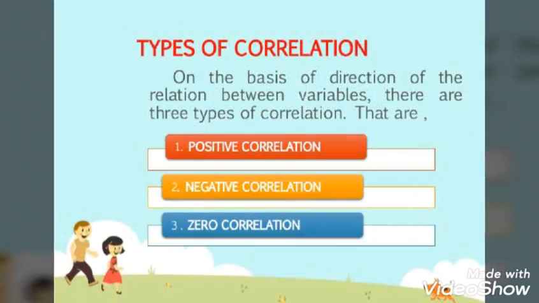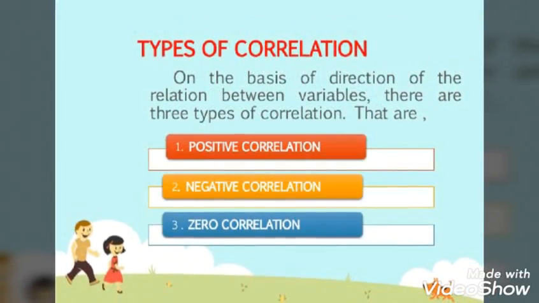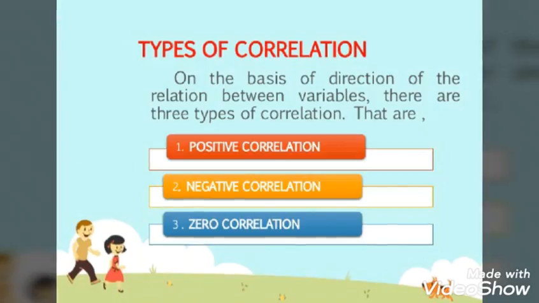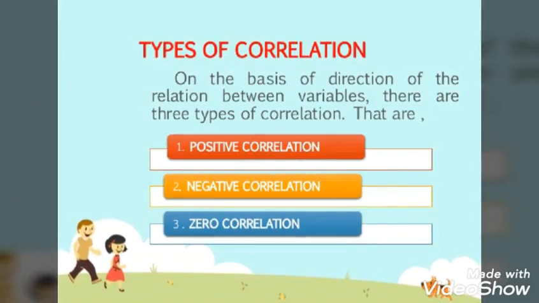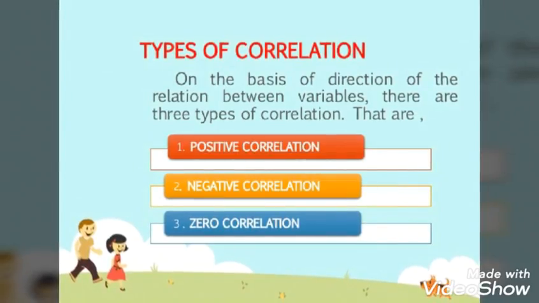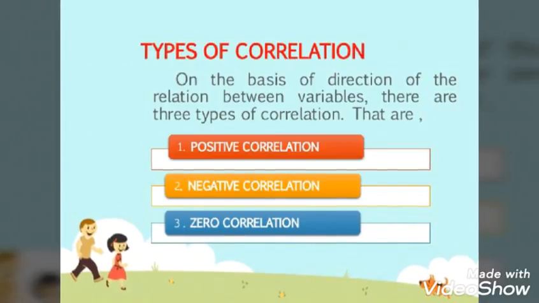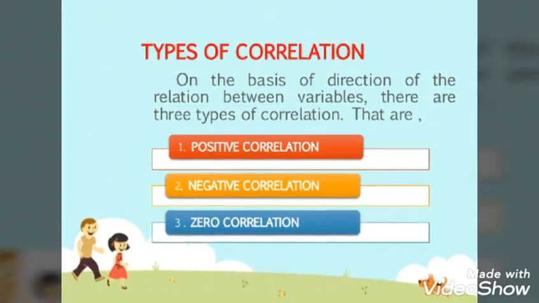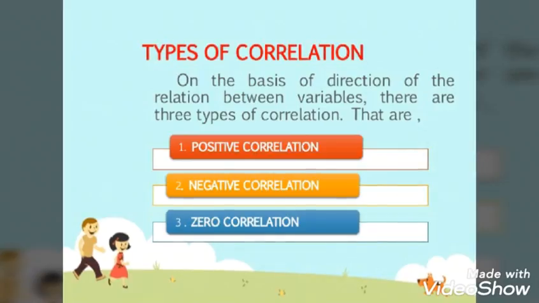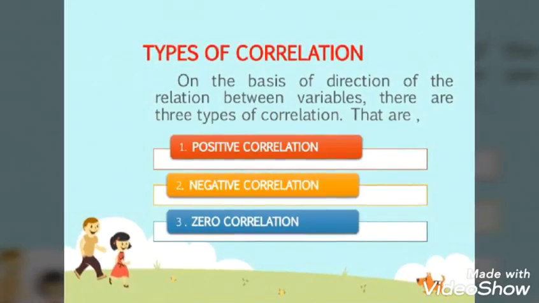Then see the types. There are mainly three types: positive correlation, negative correlation, and zero correlation. Positive correlation is when you are getting any increased value. Negative correlation is when the values decrease, and zero correlation is when there is stability in your variables.